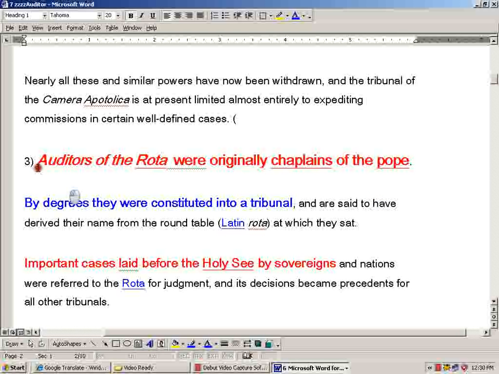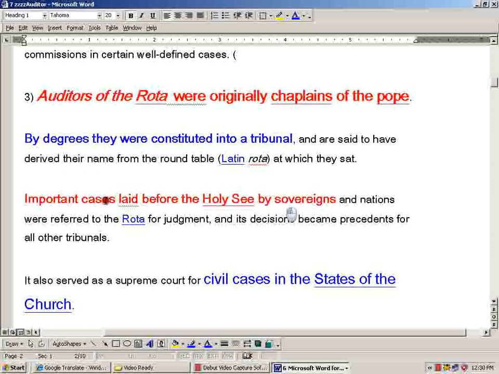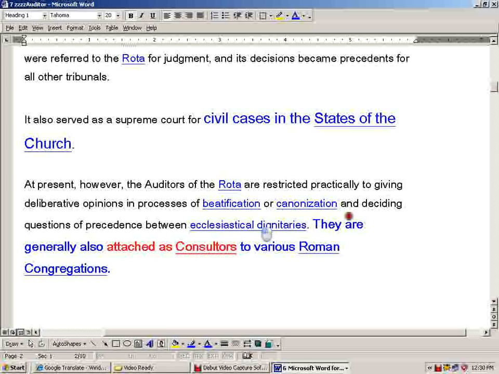Auditors of the Roman rota were originally chaplains of the Pope. By decrees, they were constituted into a tribunal. Important cases laid before the Holy See by sovereigns and nations were referred to the rota for judgment, and its decisions became precedents for all other tribunals. Sounds like a Supreme Court. It also served as a Supreme Court for civil cases in the states of the church.